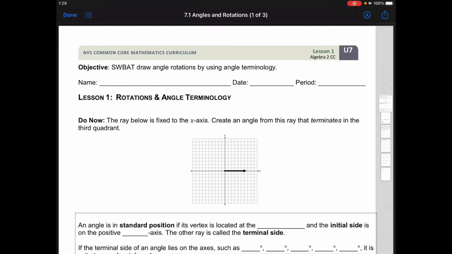I would want you to pause the video and try the do now. So the do now says the ray below is fixed to the x-axis. Create an angle from this ray that terminates in the third quadrant.